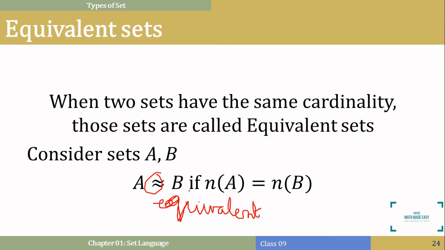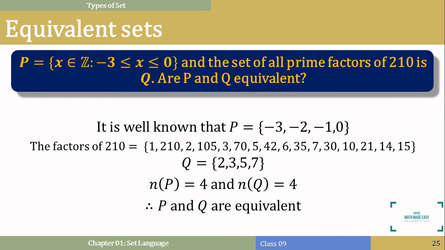Let's get into detail with this example. Let us consider P to be the set of integers lying between -3 and 0. So it's nothing but -3, -2, -1 and 0. These are the four elements. So the cardinality of P is 4, and consider the set of all prime factors of 210.